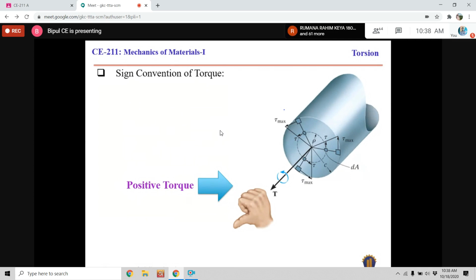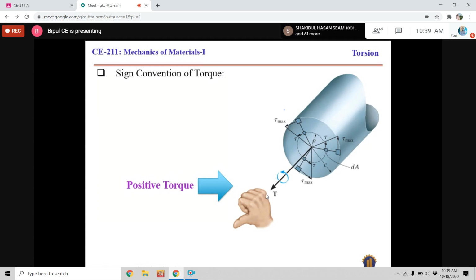Sign convention can vary from person to person. Somebody can take clockwise as positive moment and anti-clockwise as negative moment, and somebody else can consider anti-clockwise positive and clockwise negative. It depends on the person. But generally, worldwide, we consider that if the bending moment creates tensile stress at the bottom and compressive stress at the top, that is positive moment, and the reverse will be negative bending moment. This convention is well known worldwide.